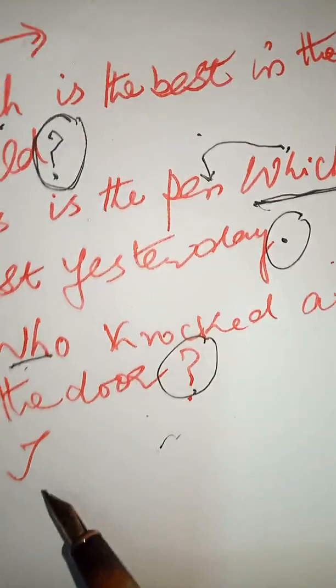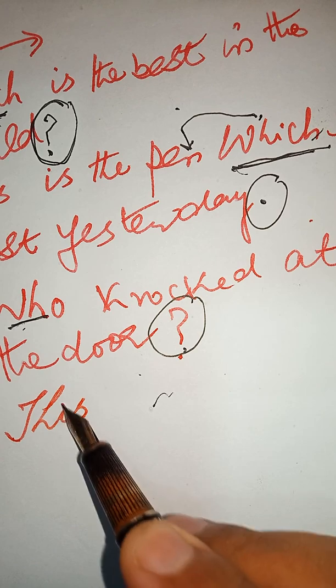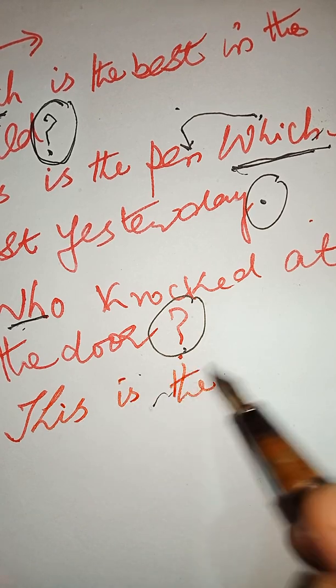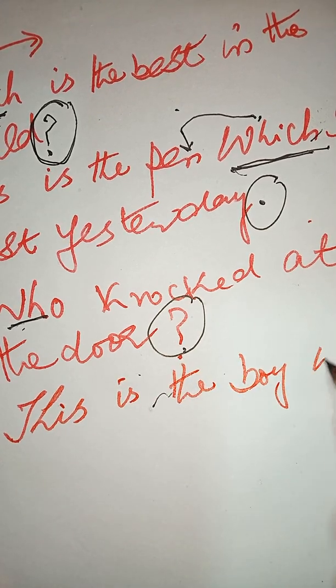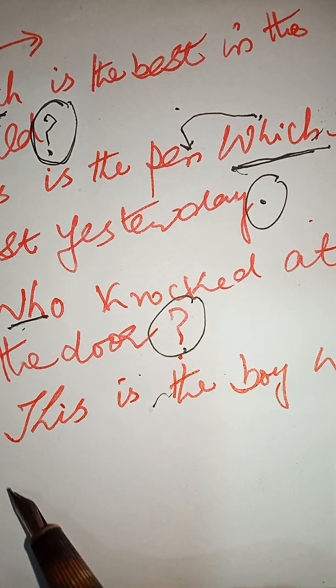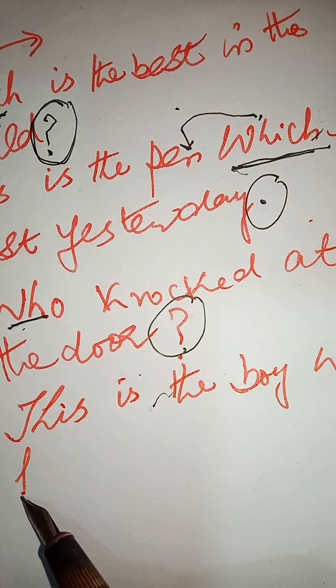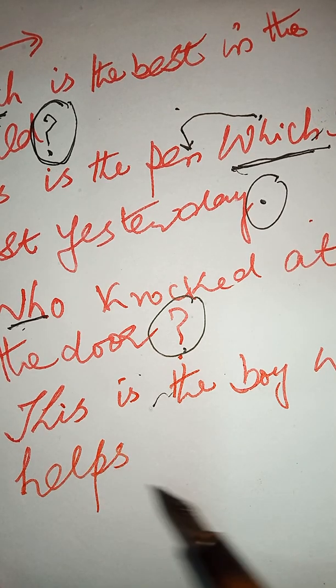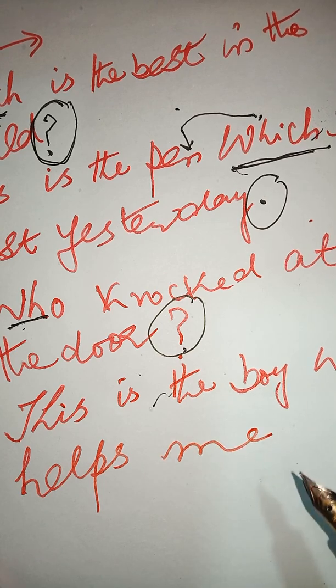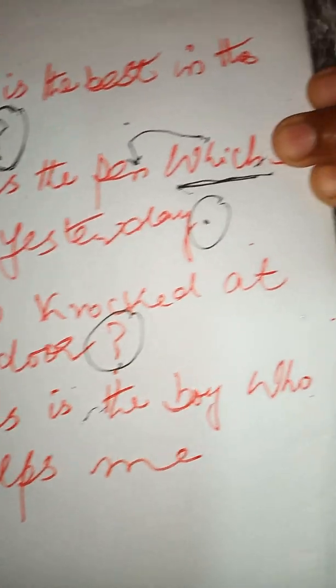And now we are going to have another example, example number 4. This is the boy who, this is a boy who helps me. This is a boy who helps me. Now look at the construction.